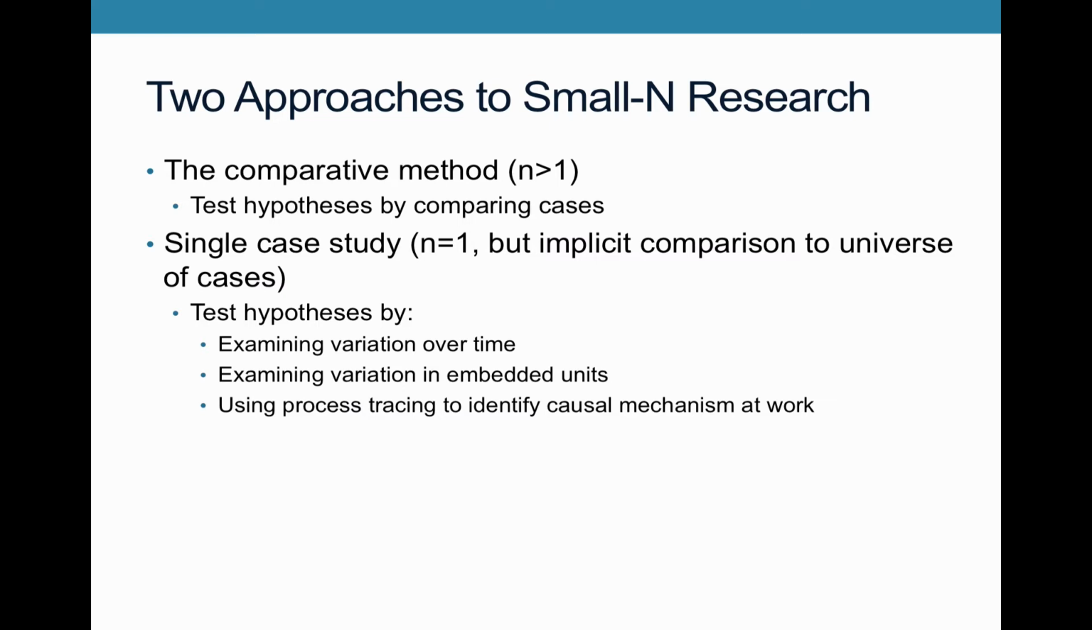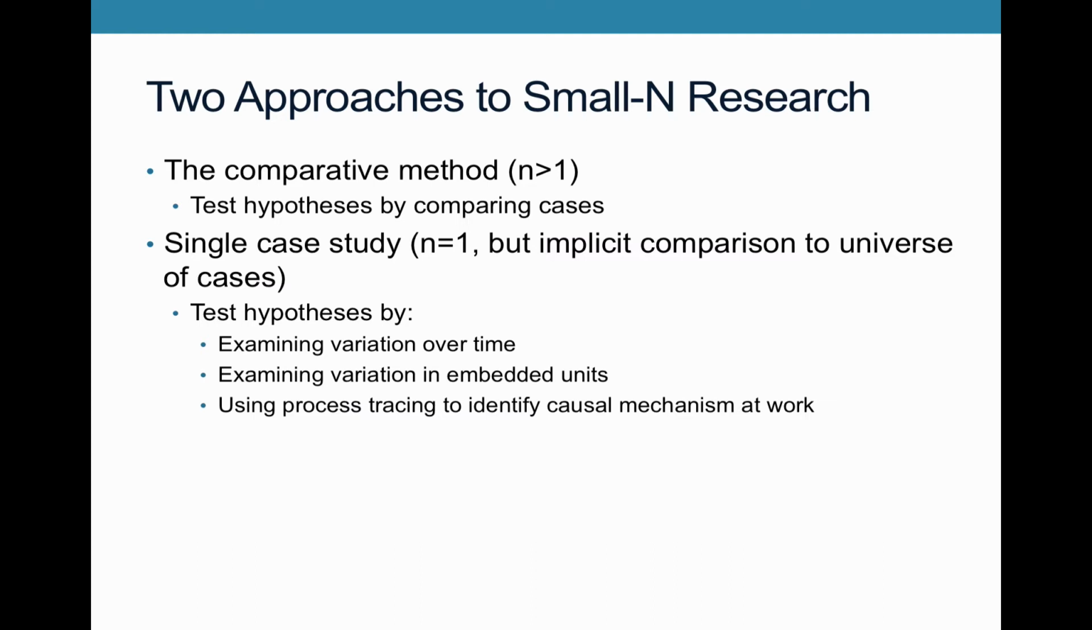And finally, we use process tracing to identify causal mechanisms that might be working. So we're going to have a separate lecture that just looks at process tracing. But process tracing is this process of examining how causal mechanisms play. So we test our hypotheses at various different moments in time to see if our causal argument is playing out the way that we would think that it does.